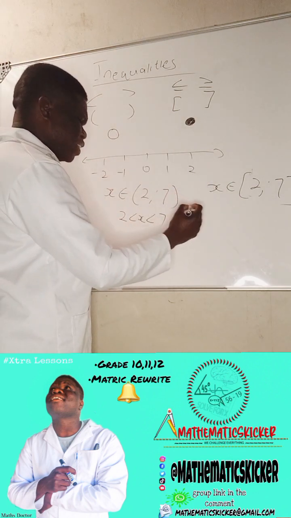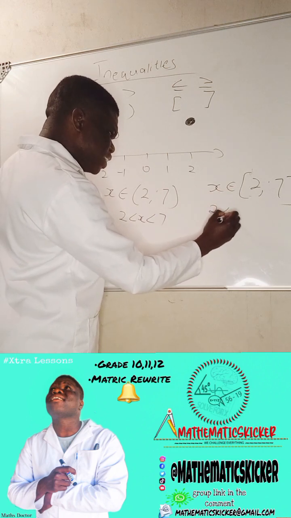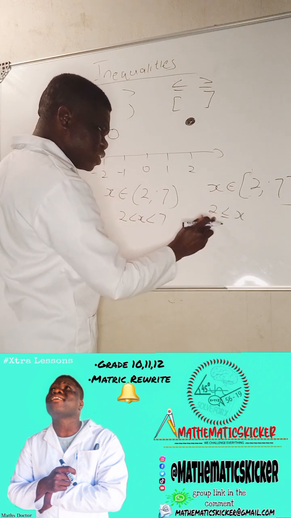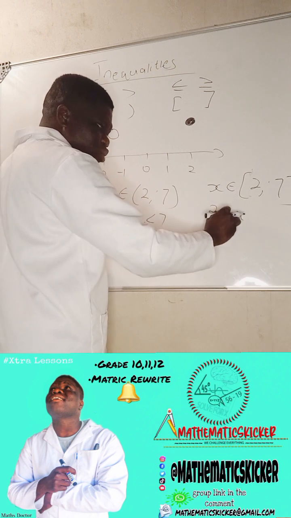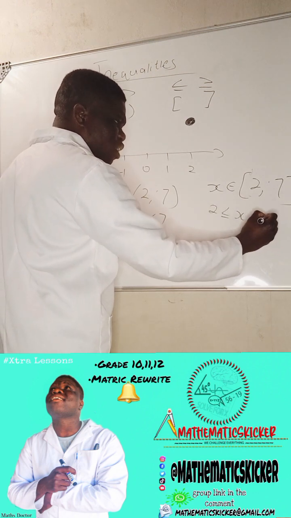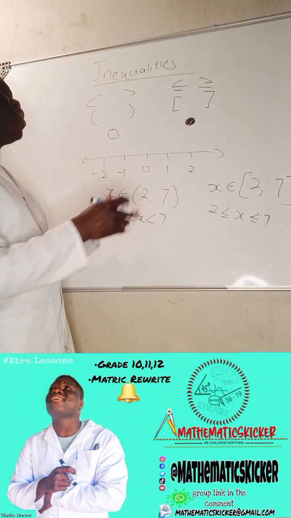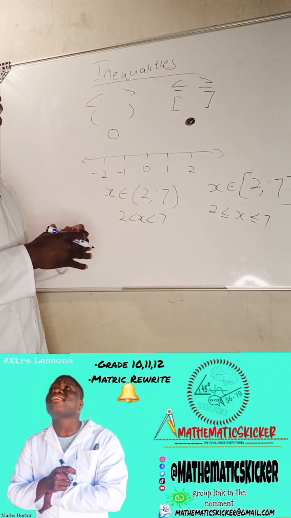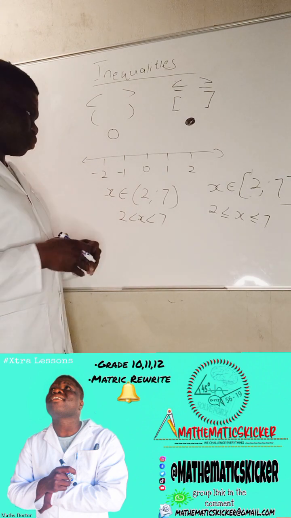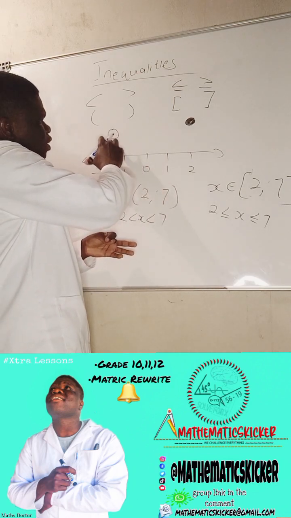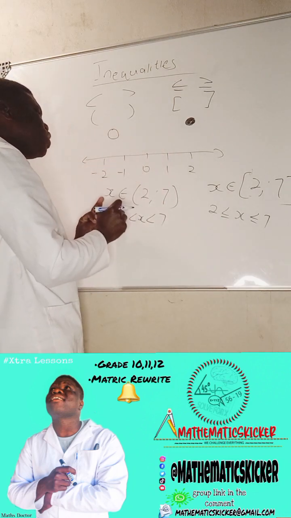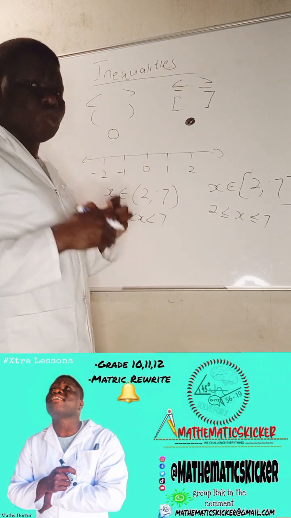Then how do we express this? We normally write that 2 is less than or equal to x, because 2 is also included, and then x is less than or equal to 7. That's how we write it in terms of the interval. We'll do more. We link them with exclusive and inclusive in terms of a number line. We'll do more.